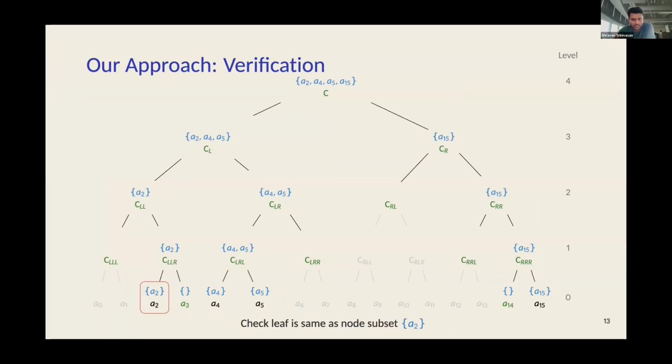However, at the base case, the key thing to note is that we have to check if the node subset of that specific leaf is in fact the content of that leaf. This is the only particular check that ensures that the base case is correct, and you do this for all the elements that are part of the batch.